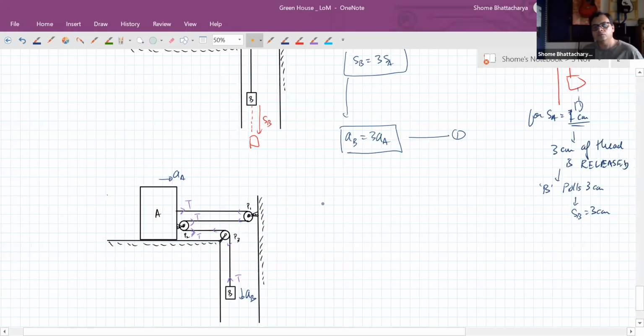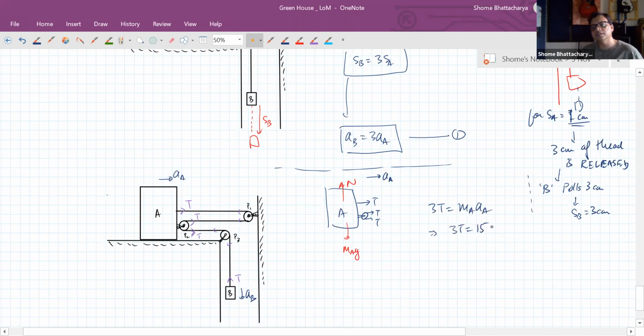For the free body diagram of A, you can see the tensions acting at T, P and T. So there's a total tension of 3T acting on it horizontally, whereas the weight is balanced by the normal reaction, so that doesn't really matter. Our second equation comes from this: 3T is equal to mass of A into acceleration of A. So 3T is equal to 15 kg times the acceleration of A. This is our second equation.